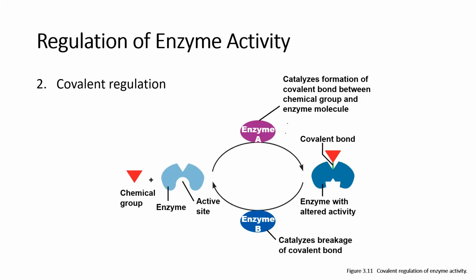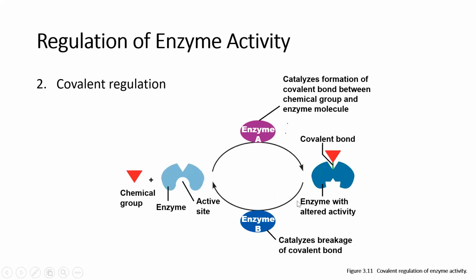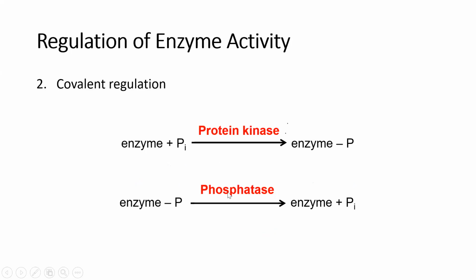And an example of enzyme A, the one that binds the phosphate, is protein kinase, okay? On the other hand, if we want to reverse that change, we have another enzyme come in, which is enzyme B, an example of that being phosphatase. And what phosphatase does is it cleaves that phosphate off, and that will reverse the change of the enzyme, which will turn the enzyme off or on, depending on what that enzyme is. So if we turned it on by adding a phosphate, we're going to turn it off by taking the phosphate off. If we turn it off by adding the phosphate, we're going to turn it on by taking that phosphate off, okay?